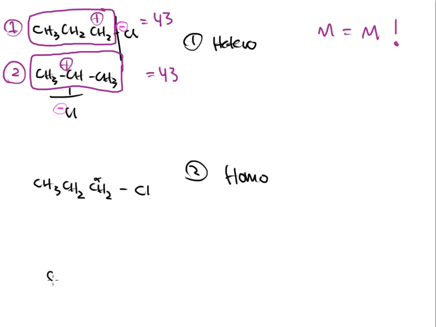All right, and I'm going to rewrite the second choice down here at the bottom. CH3, CH, CH3, chlorine, and here is the alpha carbon. All right, I'm just going to circle this so that we can pay attention to that area. That's where homolytic cleavage is going to come from.